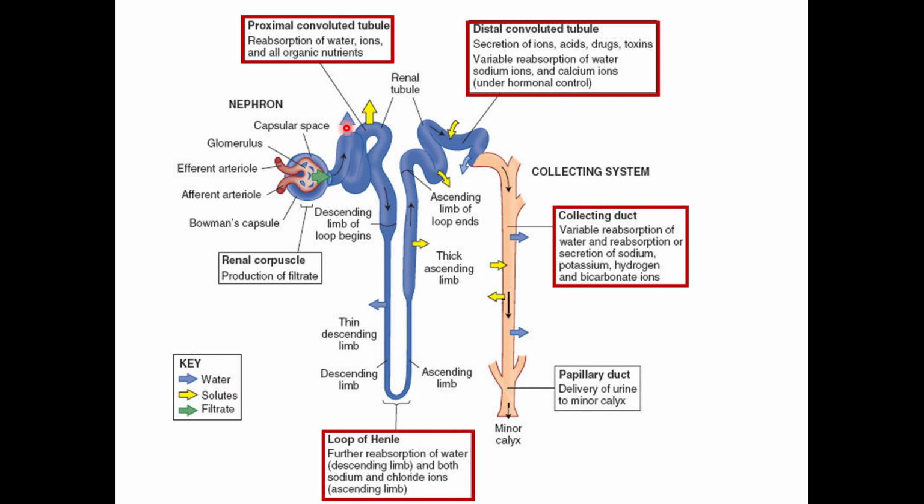This is the loop of Henle, as I already told. There are two limbs, one is the descending limb and the next is the ascending limb. The descending limb is permeable to water but not to ions. That means water moves out, making the filtrate hypertonic. But the ascending limb is permeable to ions like sodium and chloride, but not to water. That means it removes the salt, making the filtrate hypotonic. Okay, so this was about the loop of Henle.